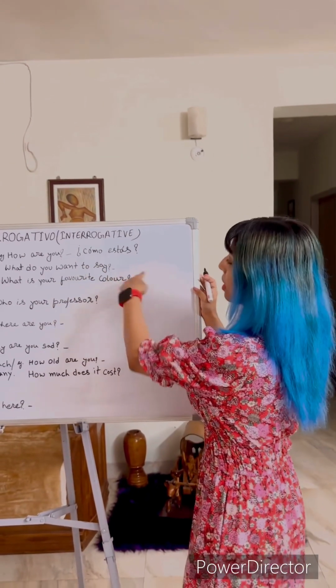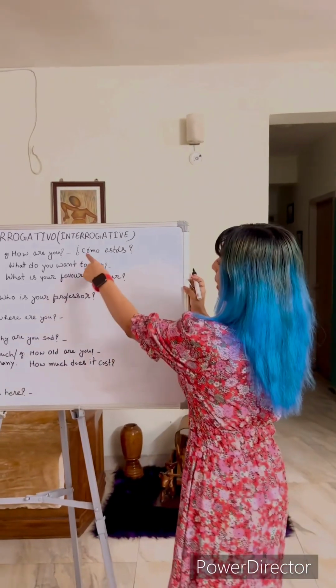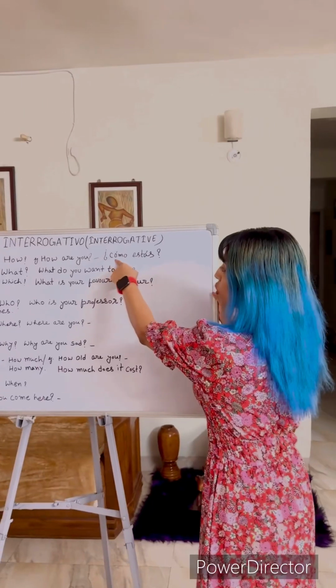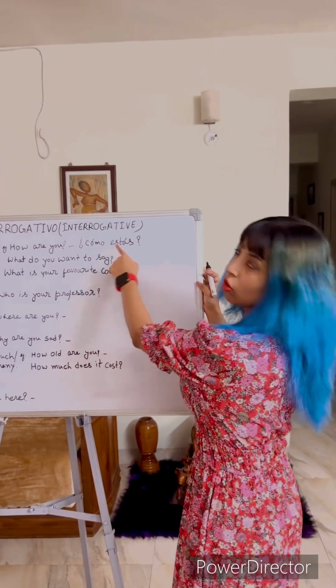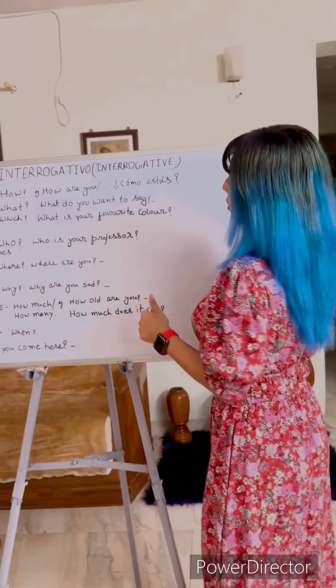So, ¿cómo estás? But if you want to show respect to someone, then you are supposed to use the third form conjugation as always. So in that case it would be ¿cómo está? ¿Cómo está? Third form conjugation of the verb estar.